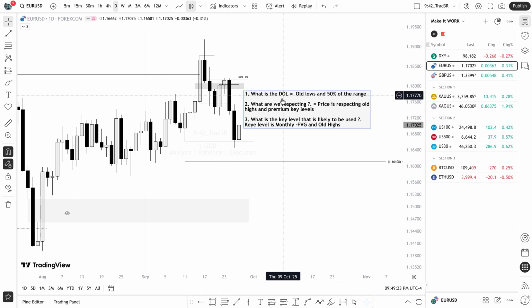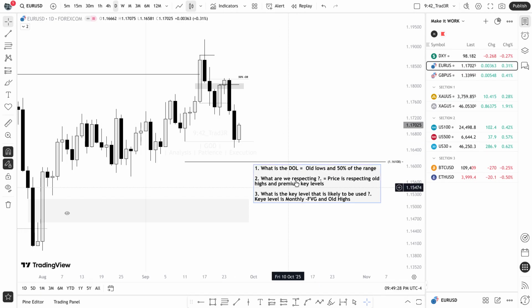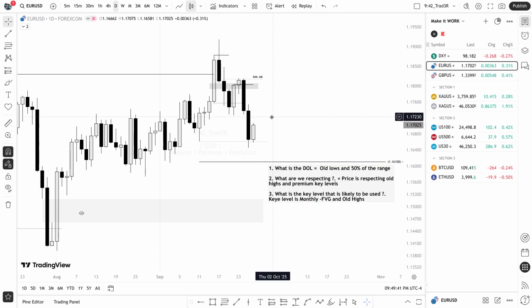I'm always asking myself these three questions on the higher time frame, from daily and above. So if I have clear answers to these three questions, then I can frame a trade idea on the 4 hour, 1 hour, 15 minutes, in alignment with these questions.